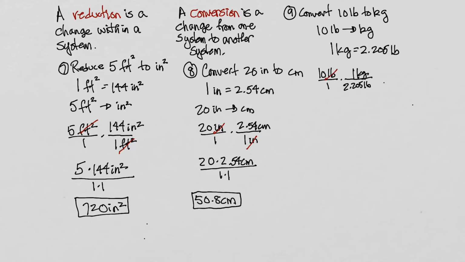Then the pounds are going to cancel, and we will have 10 times 1 kg over 1 times 2.205, which is 10 times 1, which is just 10 kg, divided by 1 times 2.205, which is 2.205. And when I made that division, 10 divided by 2.205, I got 4.5... But let's just round off to the nearest tenth. So I'm going to say this is 4.5 kilograms.